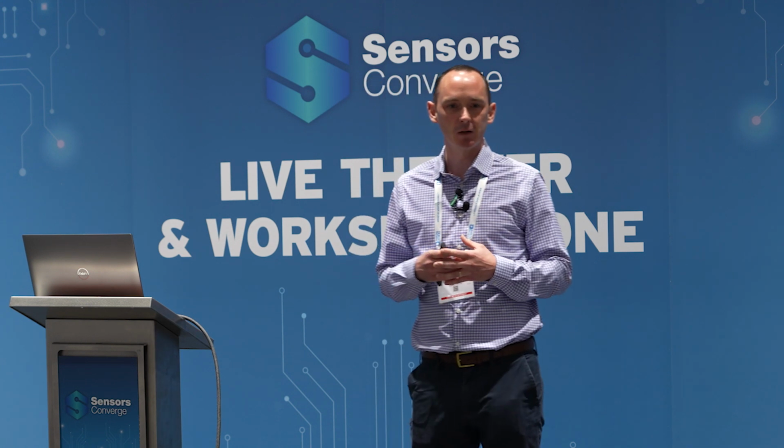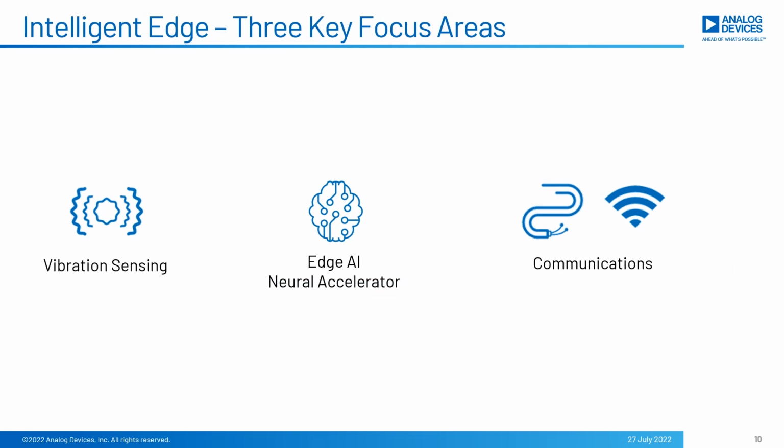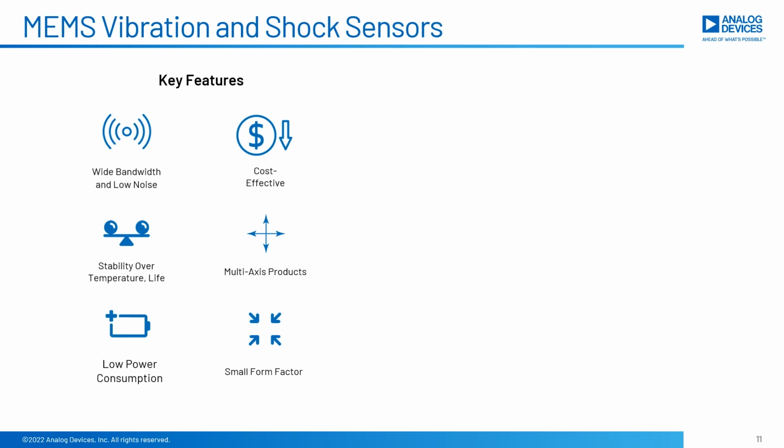I'm going to focus on 3 key areas for the rest of this presentation. We're going to look a little bit at Analog Devices vibration sensing. We're going to look at this Edge AI neural accelerator for anomaly detection at the edge, and we'll take a look at some of the communication solutions available.